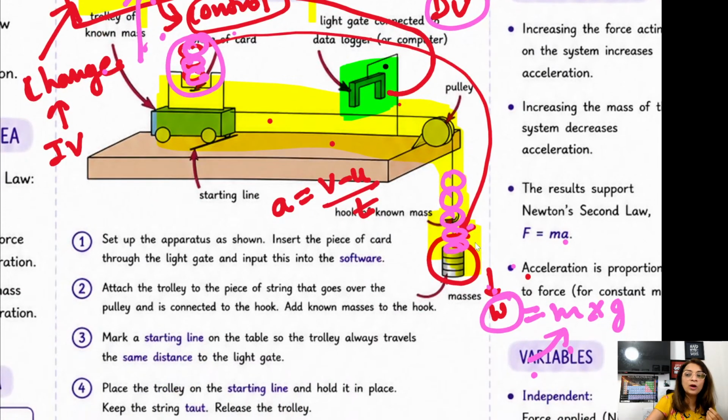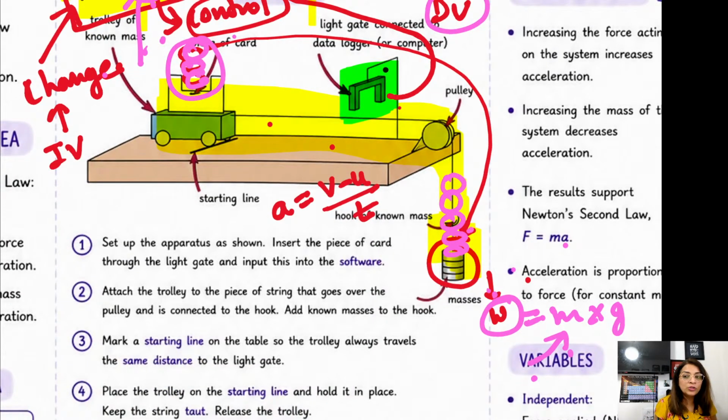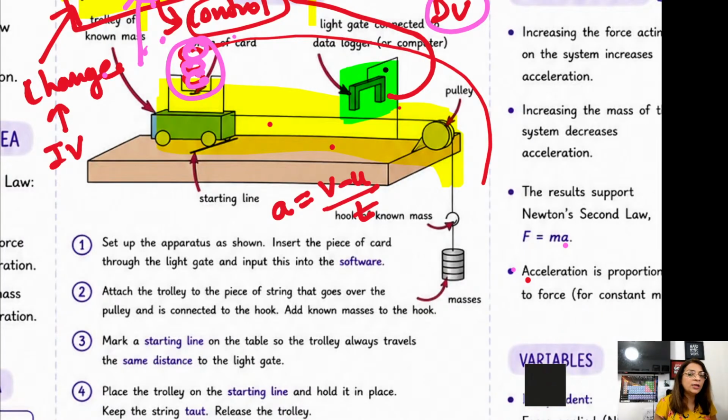Can somebody tell me why? My question is, why should I not put masses on the trolley if I want to investigate the change of mass and acceleration? What it will do? It's difficult, I know. Yeah, very good, Scarlett. Because the string is going to give you the change in weight, and weight is force.